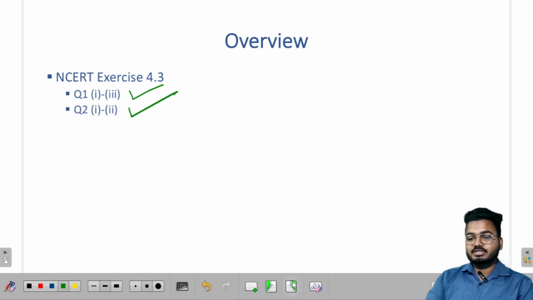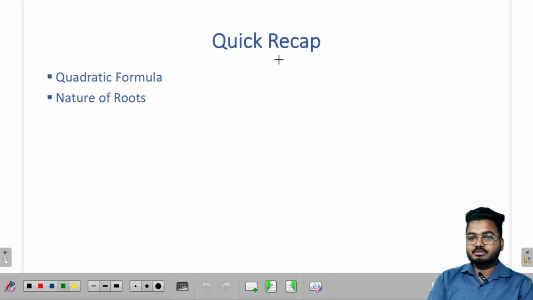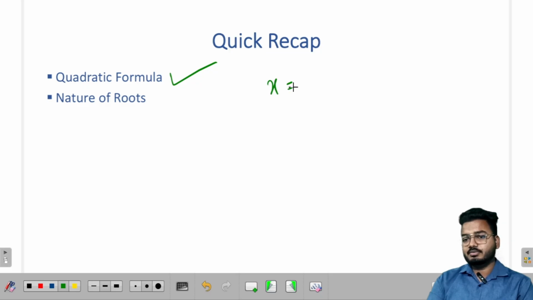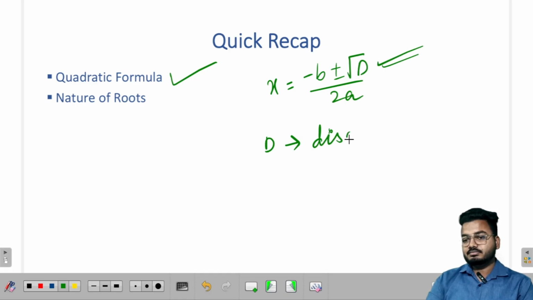Okay, so let's start. Before that, let's do a recap. Quadratic formula, if anyone remembers, what is the quadratic formula? X can be given as minus b plus minus root d by 2a, and this d is known as the discriminant, which is given as b square minus 4ac.